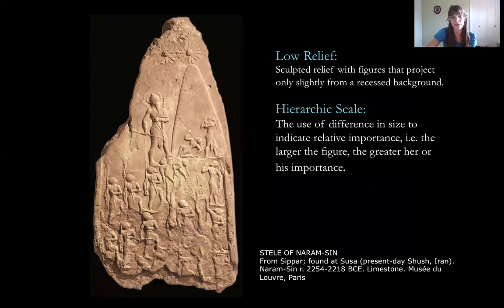And if you look at the piece, I won't really focus all that much on any of the pieces we're looking at today, because this is really broadly about sculpture and getting to the terms. But this piece brings up another really cool key term that comes up over the course of this class, which is hierarchic scale. So this is actually created, like many works at this time, in the service of a king or a ruler. So this is the stele of Naram Sin. He was the ruler of Sipar at the time.